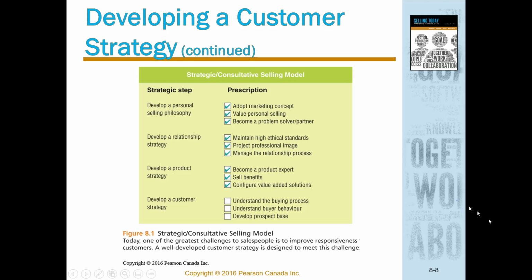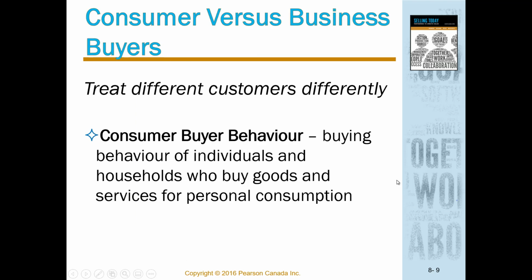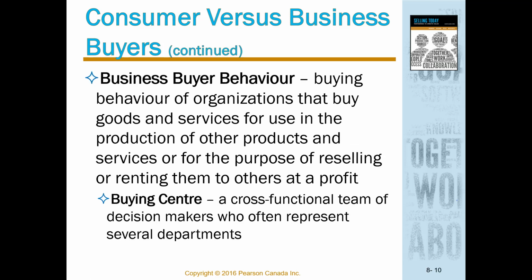So developing a customer strategy, you can always have a checklist, something like this. And if we compare consumer versus business, we treat different customers differently. So consumer buyer behavior is the buying behavior of individuals and households who buy goods and services for personal consumption, or this is B2C, and B2B would be business buyer behavior, the buying behavior of organizations that buy goods and services for use in the production of other products in their business, right? So this is how it's a huge difference between the two.